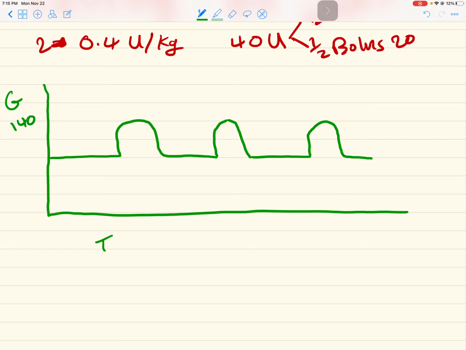And then if it goes up between 140 and 200, this is called pre-diabetes. If it goes up more than 200, then this is diabetes. This is the definition of diabetes. So it's actually reversible. It's just a number diagnosis.